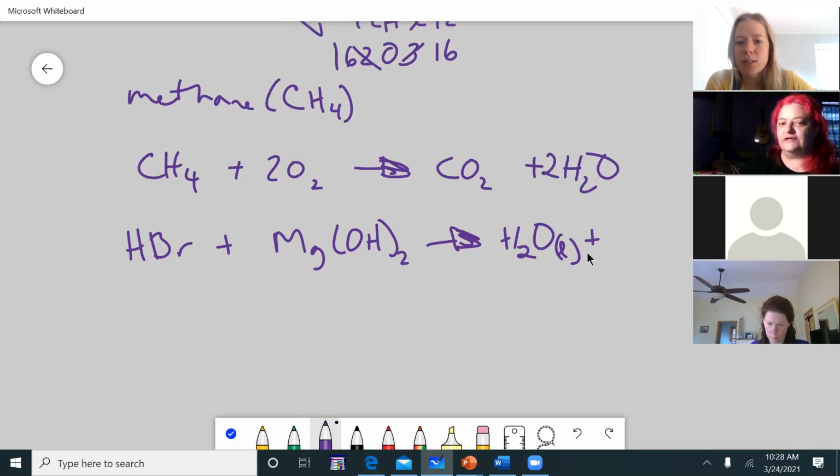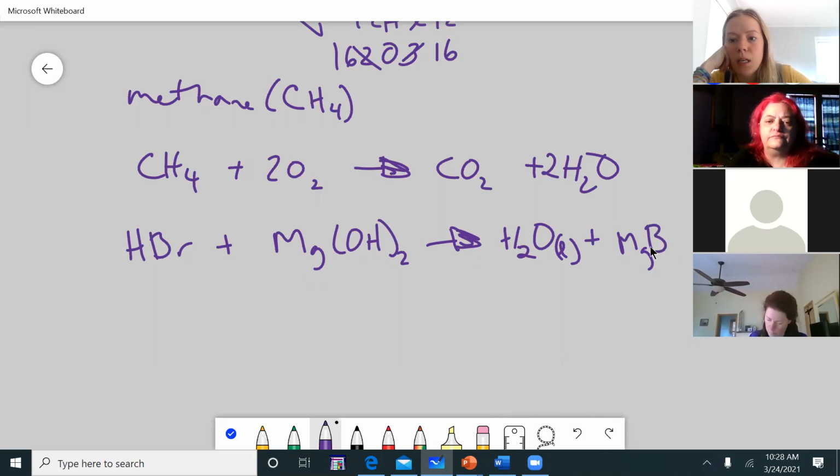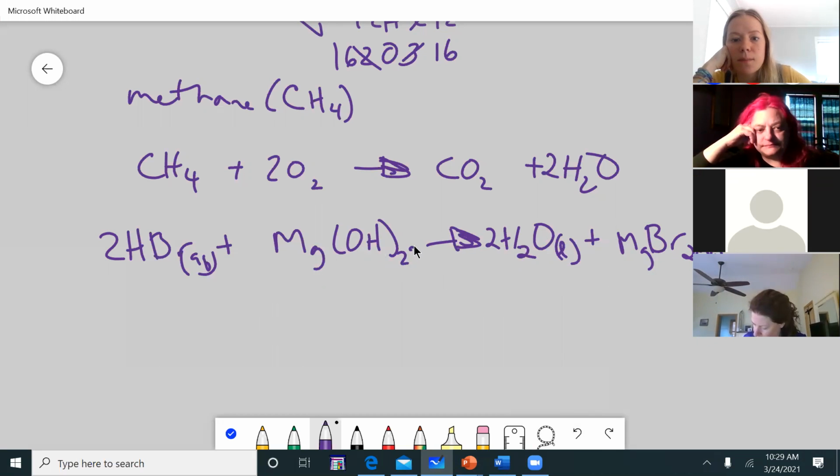Here, I'll show you. Let's just do the complete ionic for it, and then we'll do the net just so we can get it. So 2 HBr aqueous plus Mg(OH)2 gives MgBr2 aqueous. Okay, well, let me balance it. I'll put a 2 here, 2 here, and this is aqueous.